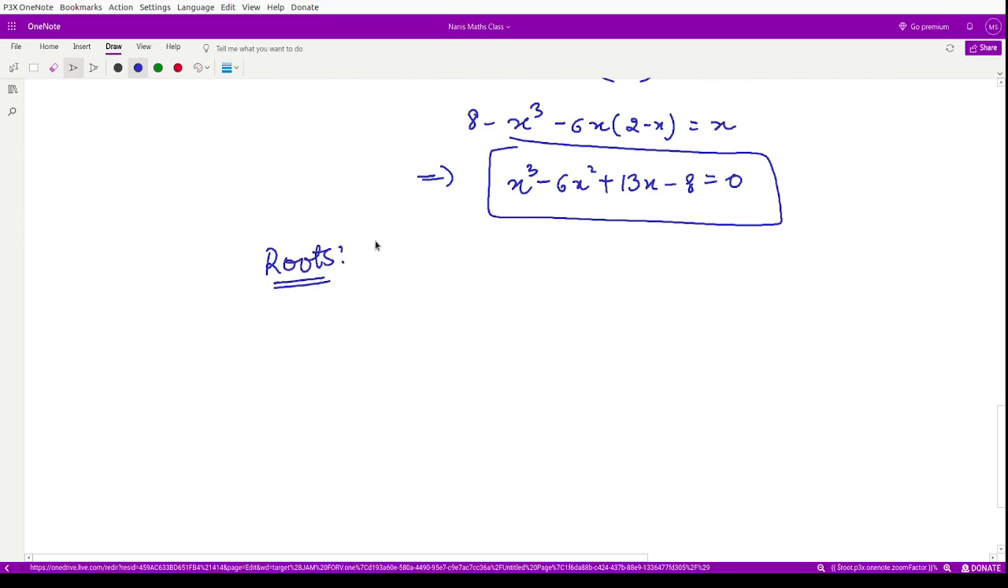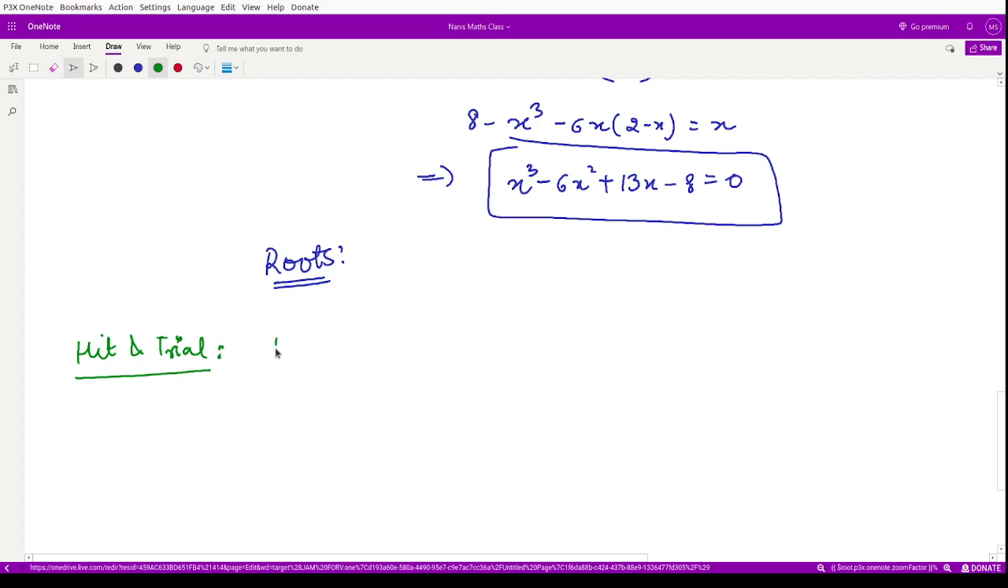So now what is the method to calculate the roots of given equation? First of all, you'll go by hit and trial method. So that means you will substitute one value of x and you will see whether this thing is equal to 0 or not. So that is the one procedure.